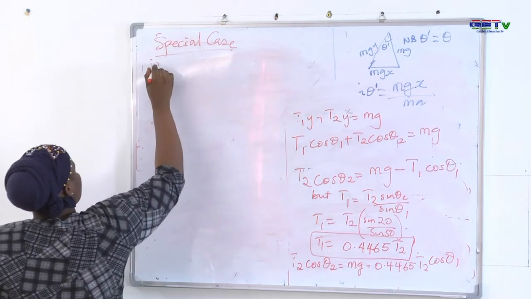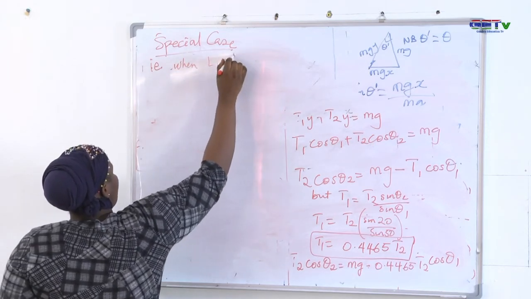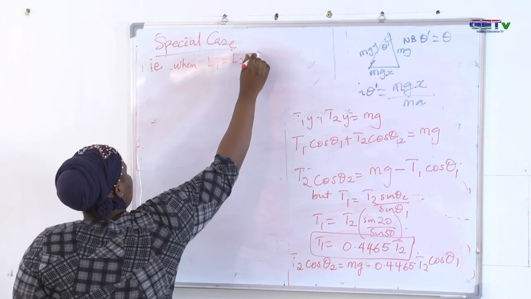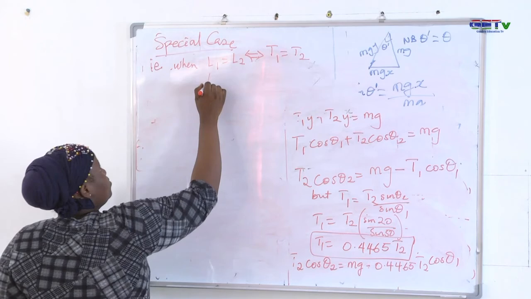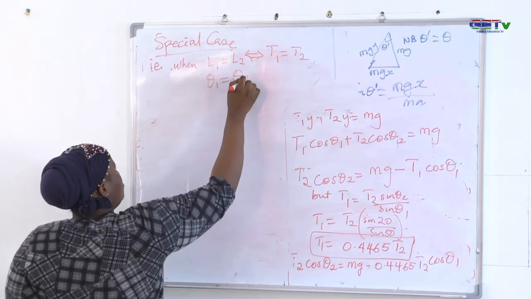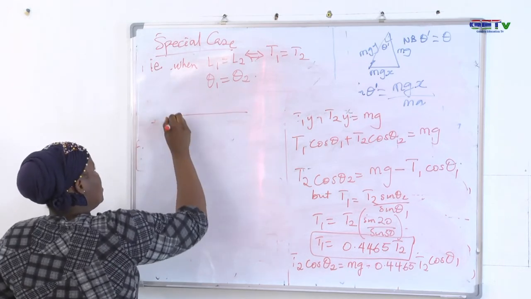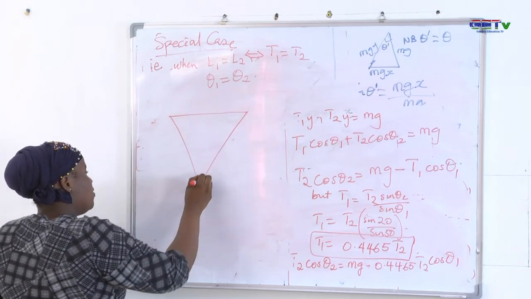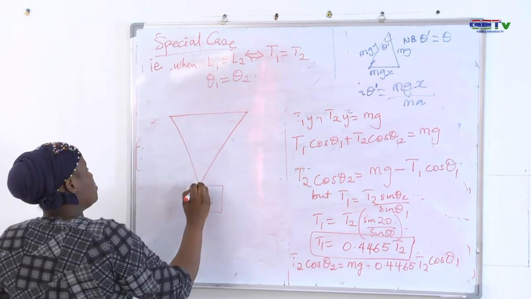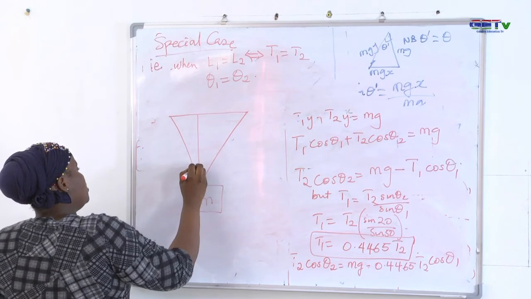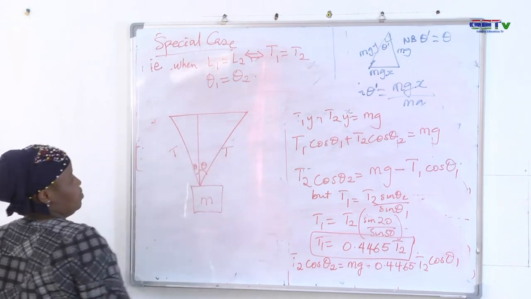That is, when L1 is equivalent to L2, this implies that T1 is equivalent to T2. Theta 1 is also equivalent to theta 2. All you do is simplify what is given. The lines have to be the same and they are supporting the same mass. The angle is the same, so we just give it a name theta. This is T, this is T.